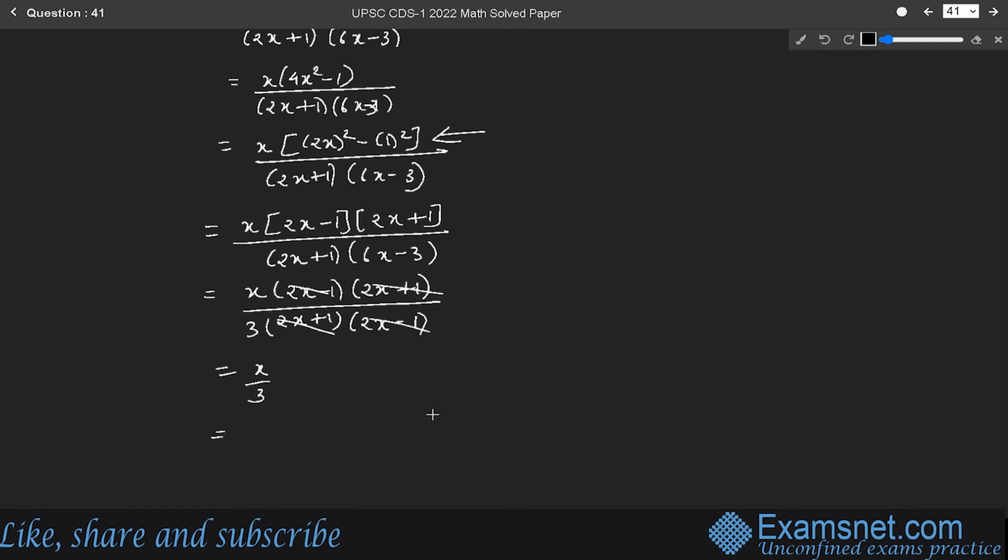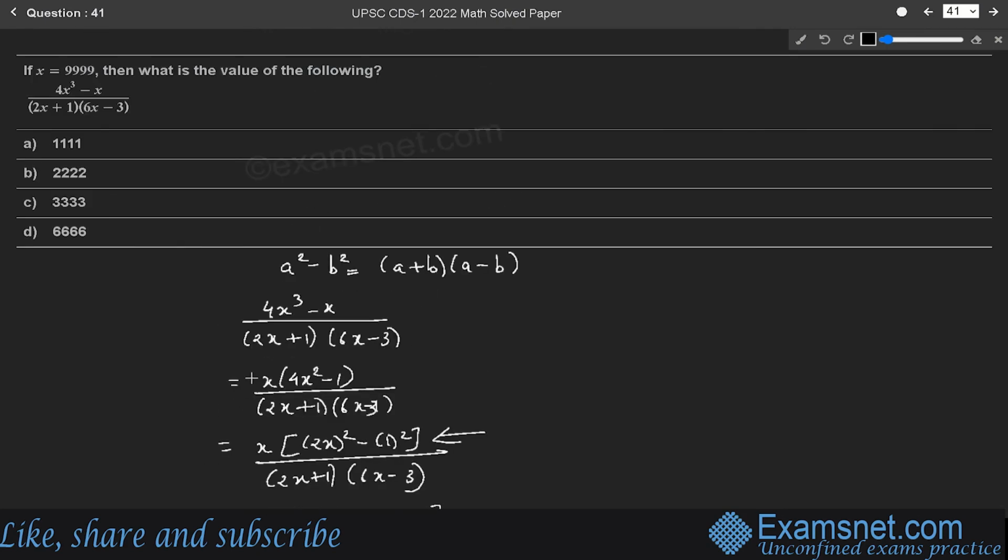And the number here is 9999. So x is 9999 divided by 3, which is 3333. So we can say that the value of the expression at x equals 9999 is 3333. So the correct option for this question is option number C. I hope this question was clear to you.